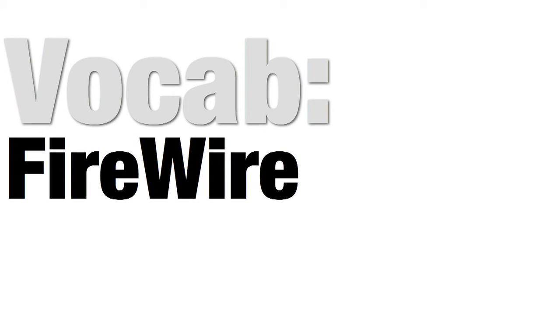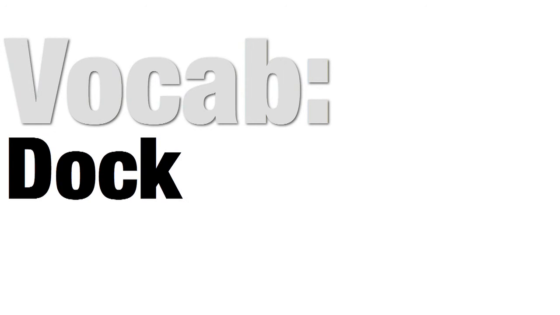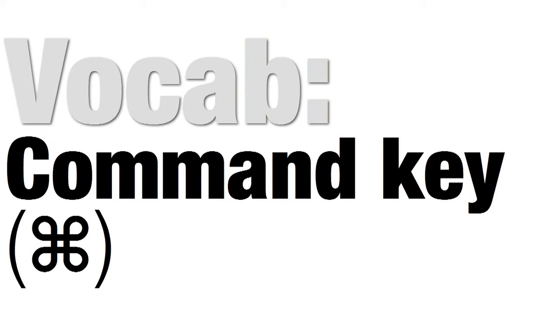FireWire is a higher speed connection device. You will use that sometimes for video cameras and certainly for higher-end hard drives. The next thing is the dock, which is where the programs are located down along the bottom. Next thing you're going to want to know is the command key. That's the key that's just to the left and the right of the spacebar on your keyboard. That's the one that you're going to use to activate most quick keys. Get info, which by the way you can use Command I when you click on an individual file. Get info will give you some information about the file, including its file size.